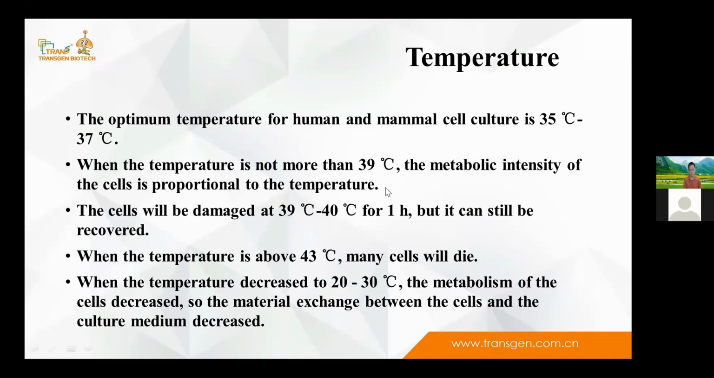So we have to make sure the temperature is very precise. When the temperature decreases to 20 to 30, the metabolism of the cells will decrease, but they can also recover. So during the whole process, we have to make sure the temperature is not too high, but maybe it can be a little lower than 35 or 37 centigrade.